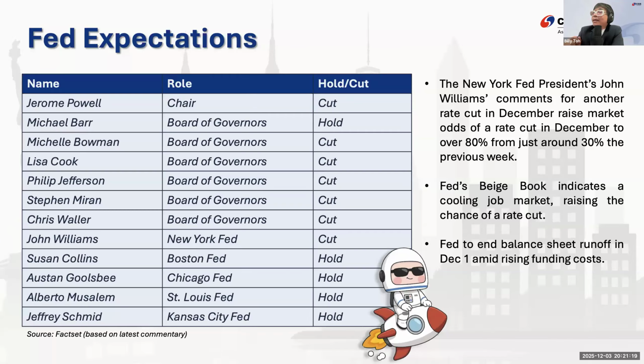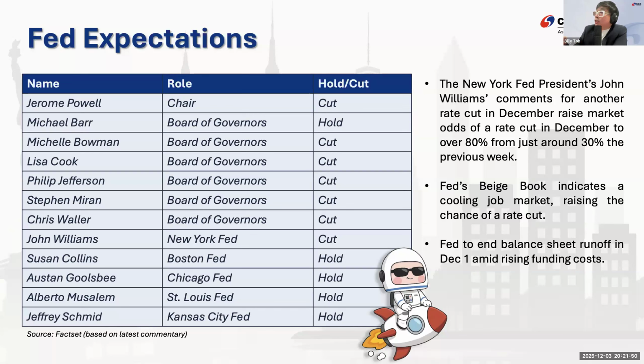Right, let me talk about the Fed expectations. You can see from this table, which is from FactSet, based on the latest commentary by the Monetary Policy Committee members, most of them have a cut or hold. One of the reasons we saw a shift in expectations is that before, there were only about 30-plus percent odds that the Fed would cut rate in December. But after commentary by New York Fed President John Williams, the odds have gone up to over 80%, so there's a lot more expectation that there will be a rate cut next week.